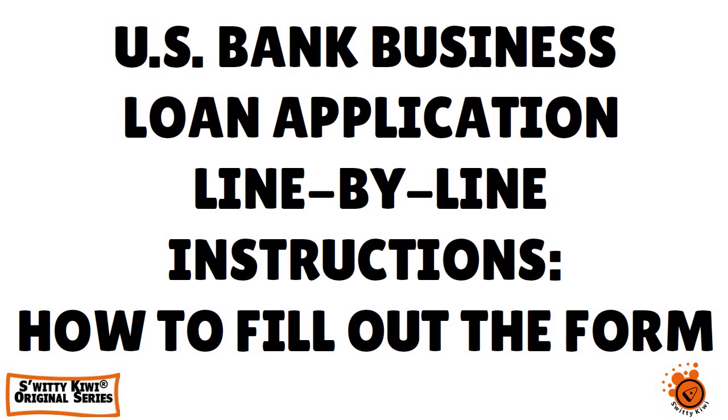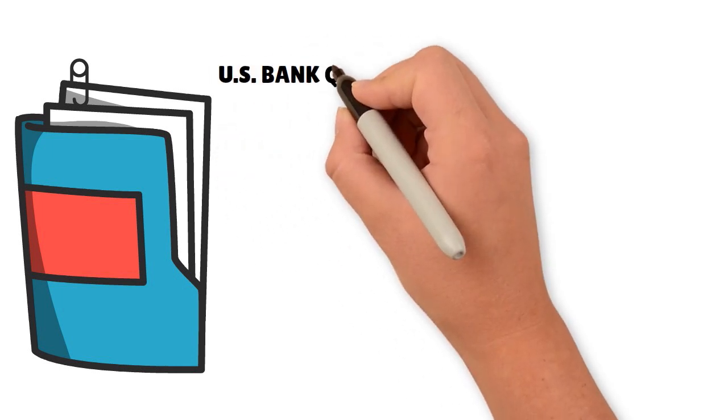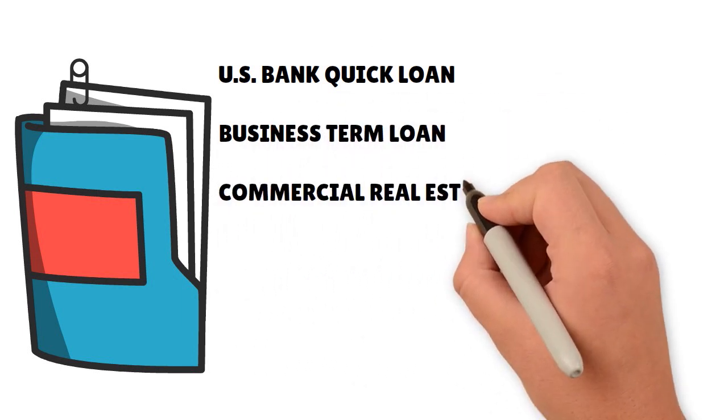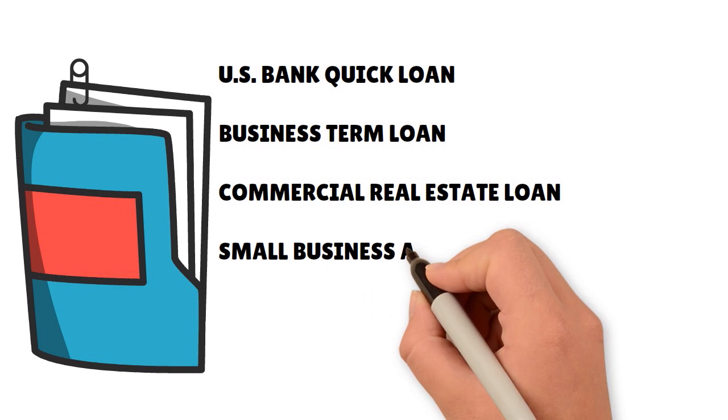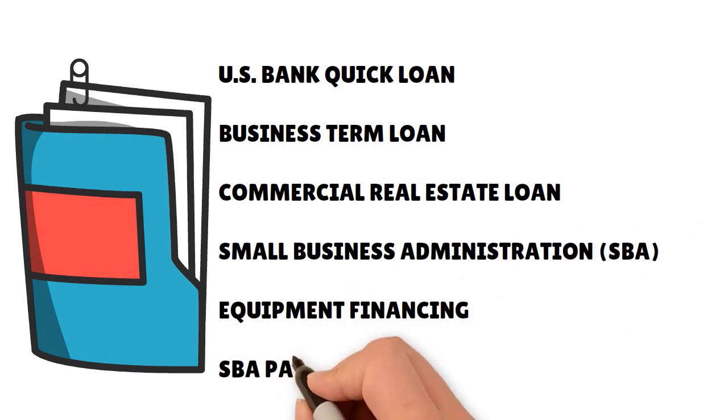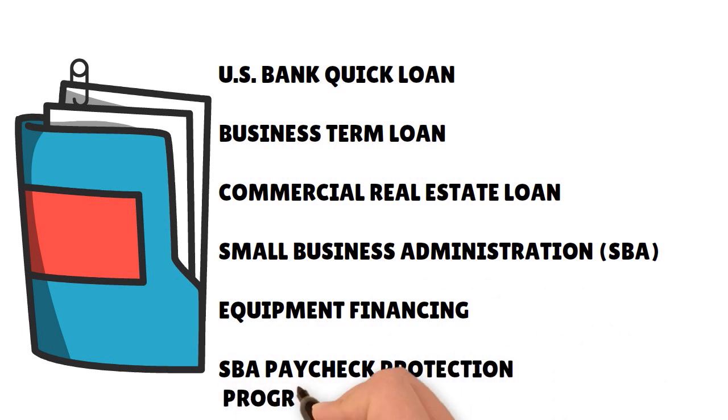One thing I want to say before going to the actual step-by-step is that U.S. Bank has a diverse catalog of business loans. You have the U.S. Bank Quick Loan, you have the Business Term Loan, you have the Commercial Real Estate Loan, you have the SBA, the government-backed loan that U.S. Bank administers, or grants rather. You have equipment financing arrangements, and you have the SBA Paycheck Protection Program, the PPP loan.